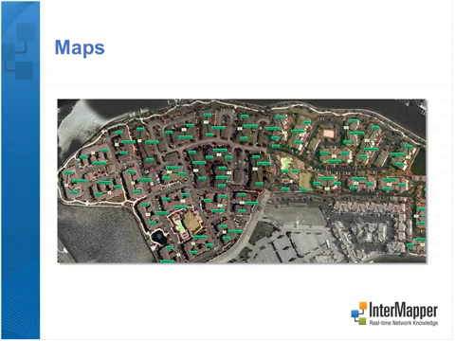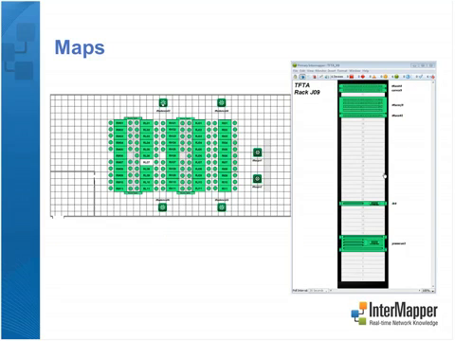InterMapper has an interface with Google Earth. So what you can do is you can put some benchmark latitude and longitude markers on your map and then plot them on a Google Earth map. This is a customer that's a wireless ISP, and as you can see, all the wireless access points are laid out on this map. This is another great use of maps, I think.